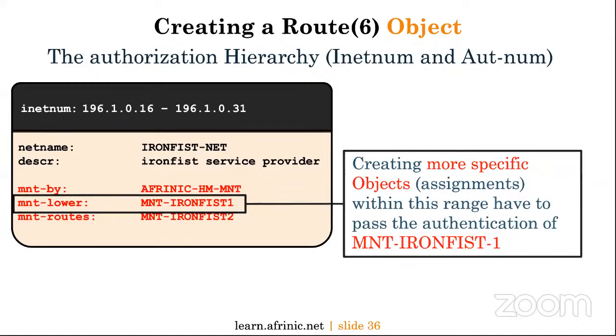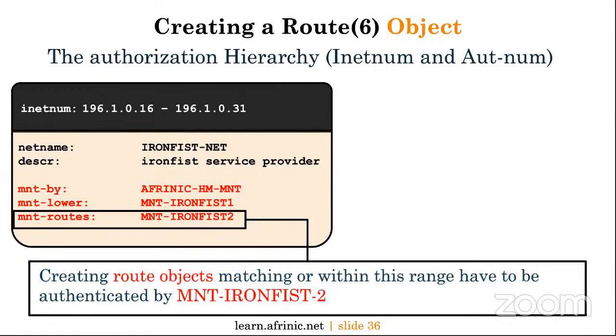And the other type of maintainer mentioned here is the mnt-routes. So this one is specifically used to authenticate when you're creating route objects, right? So yeah, that's it. Back to you, Olatunde.